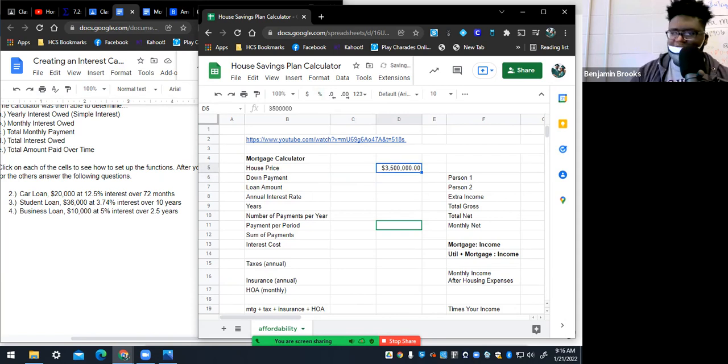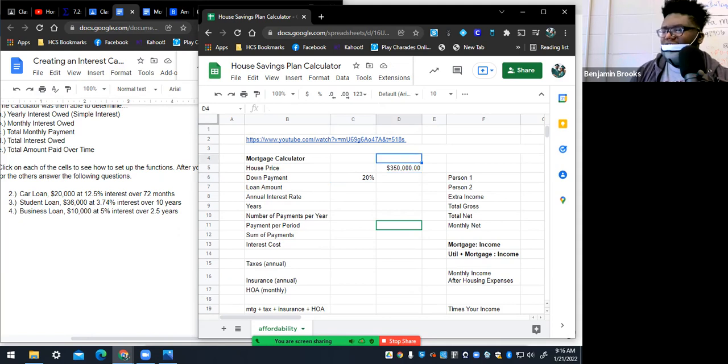Not 3.5 million, 353,000 off of 20% interest. And if you wanted to just get rid of these decimals in this situation, what you can do is click the back button up here, the 0 minus thing or whatever.